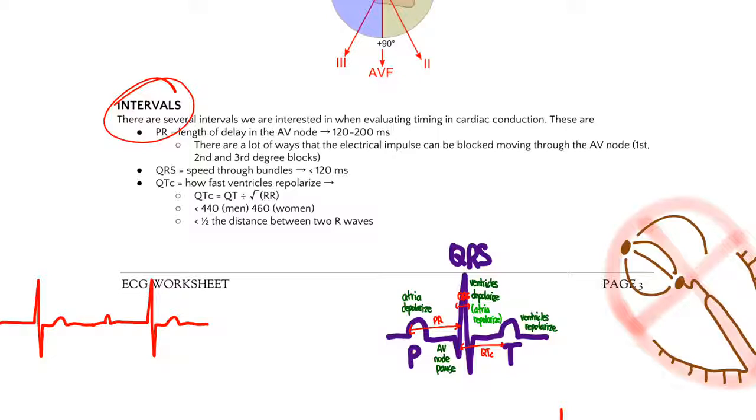So we already said that the interval is typically going to be 120 to 200 milliseconds. What if it's less than that or more than that? What if it's less than 120 or greater than 200? We'll talk about less than 120 later on, perhaps in your M3 year. That's something called WPW. But we're going to talk about the one that's greater than 200 milliseconds here.